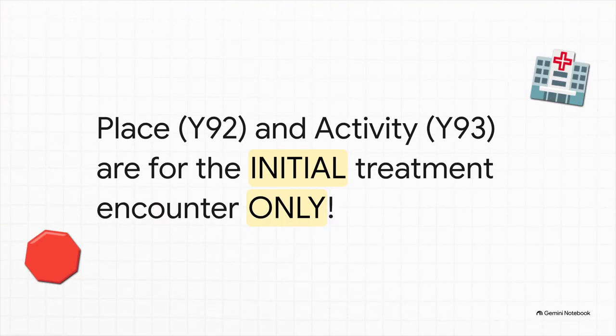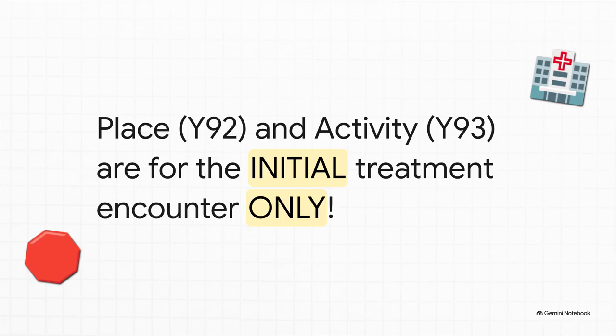The answer to that question introduces one of the most critical constraints in the CMS guidelines. Basically, certain codes have a very short lifespan. Place of occurrence, which is category Y92, and activity codes, category Y93, are strictly reported during the initial active treatment encounter only. Literally, you assign them once and you are done. The same goes for the status code, Y99.